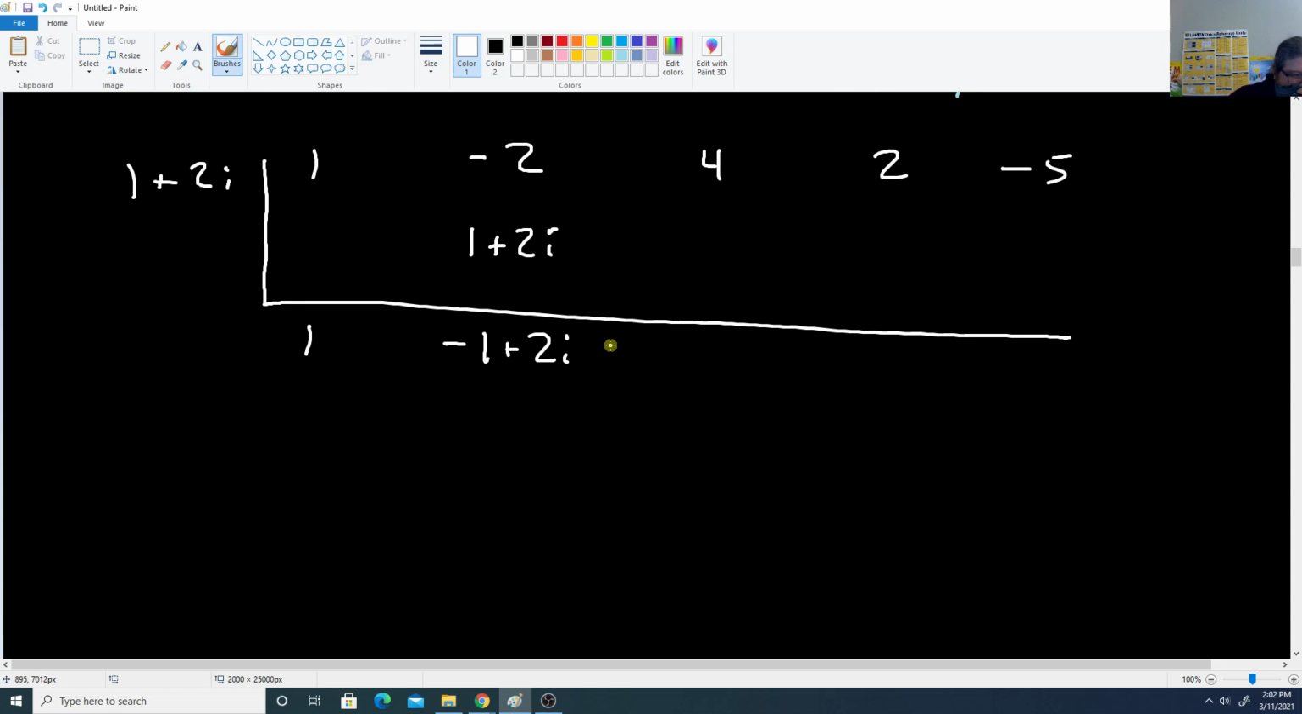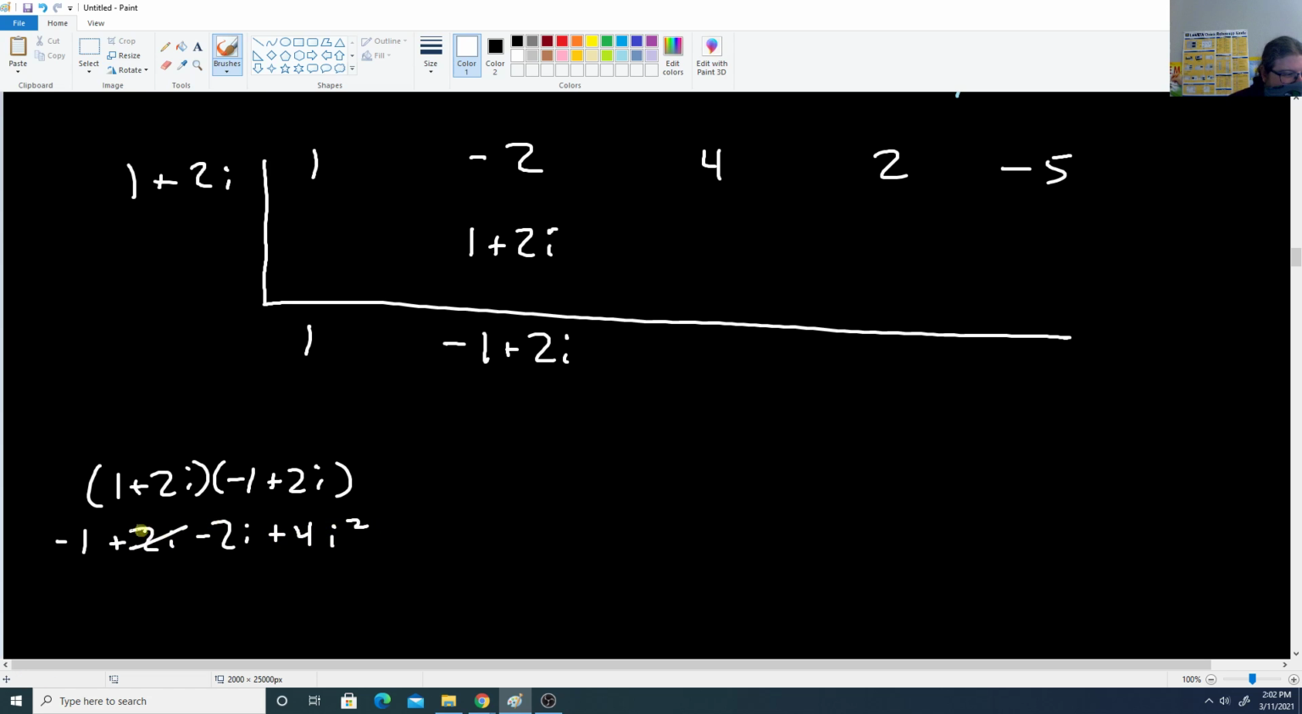To get to the next term, I need to do 1 plus 2i times negative 1 plus 2i. So I'm going to have to do this as scratch work and write the answer out there. So that'll be negative 1. The outer term will be plus 2i. The inner term will be minus 2i. The last term will be plus 4i squared. So these cancel. 4i squared becomes negative 4. Negative 1 minus 4 is negative 5. So negative 5 goes here. This becomes negative 1.